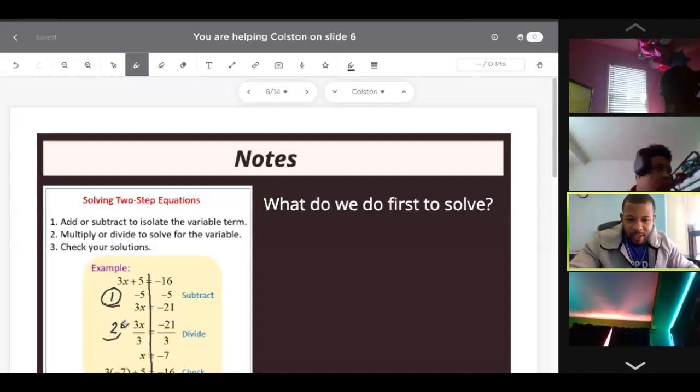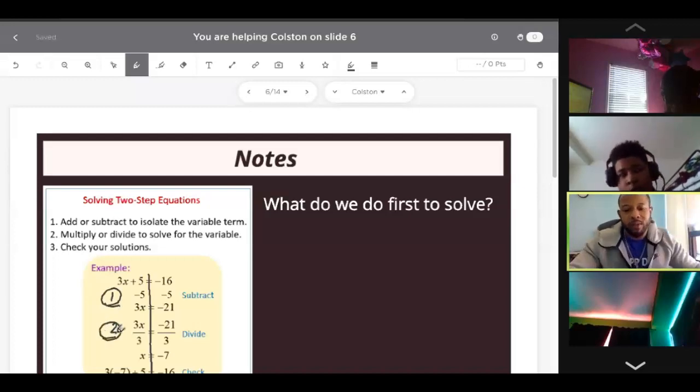So yes, we divide. We're dividing here. So that's our second step, doing our multiplication and dividing. We divide on both sides, get rid of these 3s, so x ends up equaling -7. And we can go back and check by plugging in that -7 for our x.